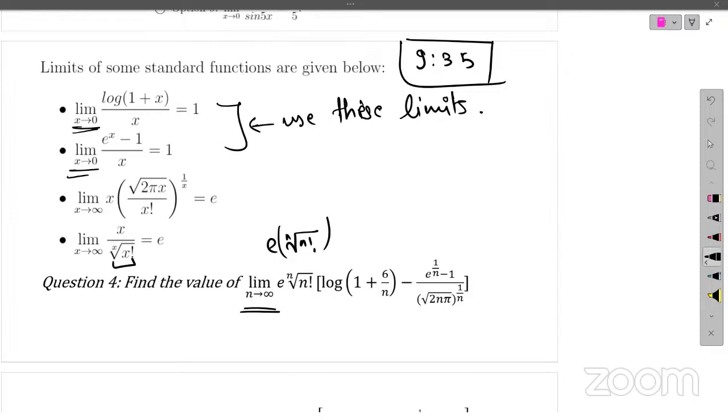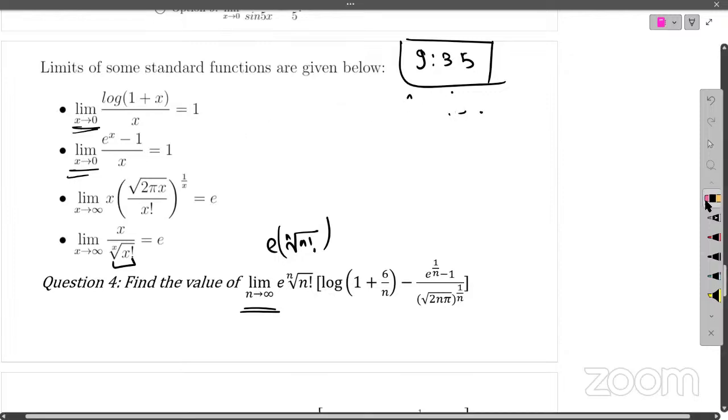Ma'am, could you discuss? Yeah, let's discuss this question. Here you just have to do some adjustment so that you will get the same limit. First thing is, since the asked limit is in the form of n goes to infinity, and here two limits are given in the form of x goes to 0, first we convert these limits into the form of n goes to infinity, and then we can apply.